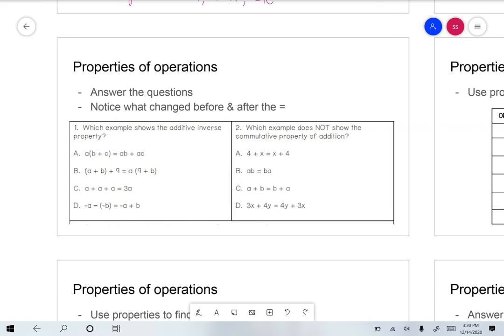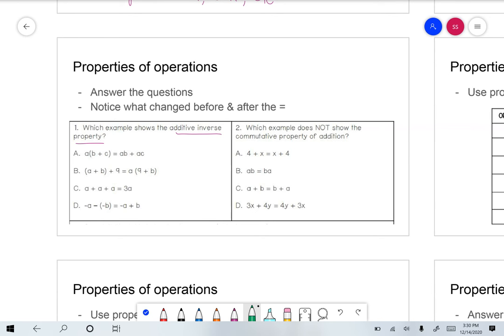So flip the page. Here we go. Let's look at number 1. Which example shows the additive inverse property? Maybe pause the video and see if you can find it, and then come back and check. All right, so let's take a look at each of these choices, and then that'll help us find the answer.